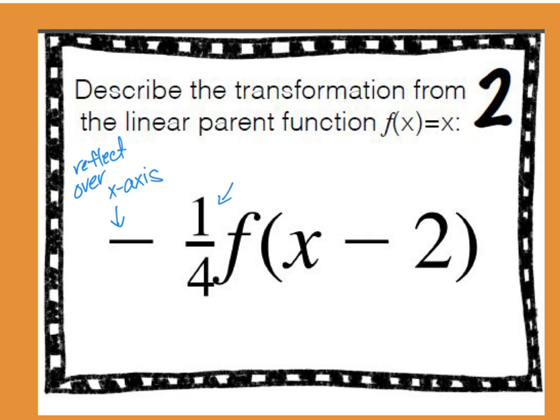All right, now the 1/4. We're talking vertical. Is this line going to become steeper or flatter? Flatter. So if we're talking vertical, we're either going to be compressing it or we're going to be stretching it. In order to make it flatter, what are we actually going to be doing? Compressing it. Good. So this will be vertical because it's outside of the parentheses and it's a compression.